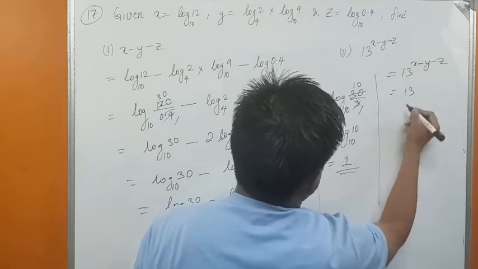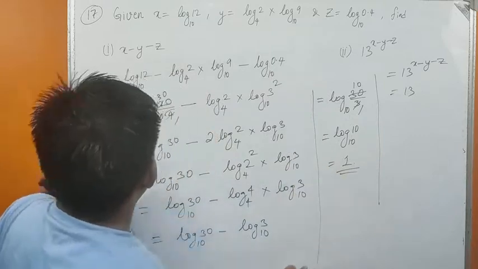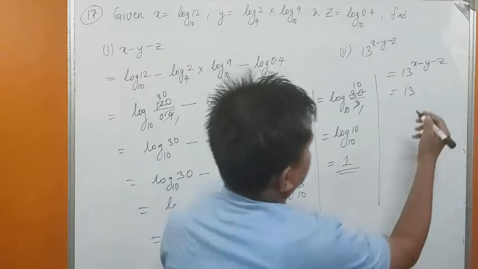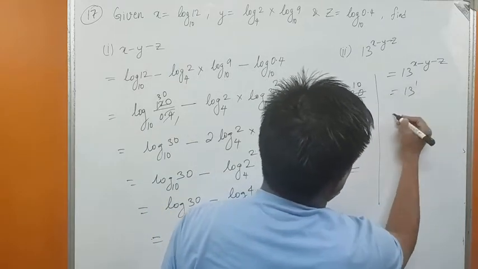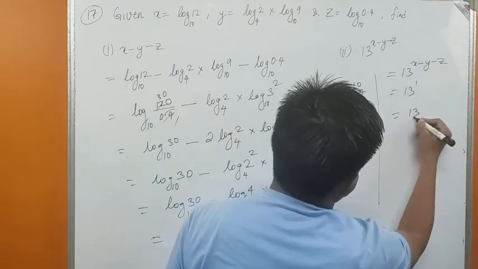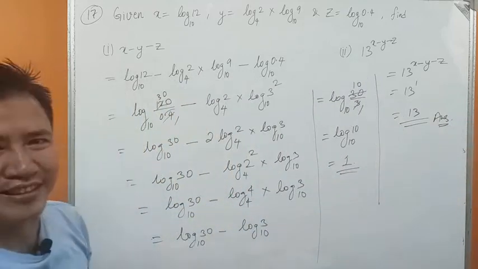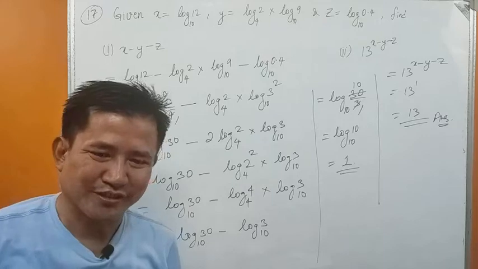So 13 raised to power x minus y minus z is actually 1. So instead of this we can write 1. 13 to the power 1 means 13. So this is the answer for question number 2. Okay, I hope you got this. Now let us move on to the next question.